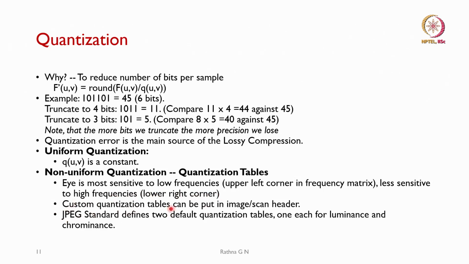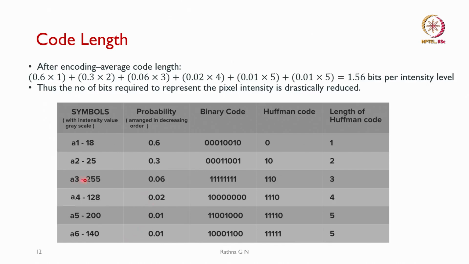So, custom quantization tables can be put in an image scan header to say what kind of quantization was incorporated. The JPEG standard defines 2 default quantization tables, one each for luminance and chrominance. Fine. As an example of how we can decrease the code length, the average encoding code length is shown in this way.